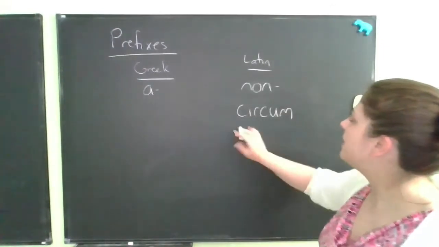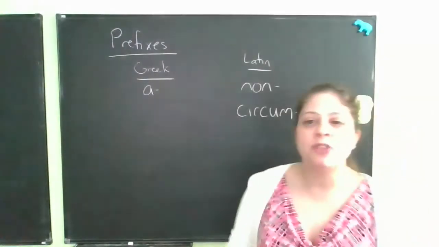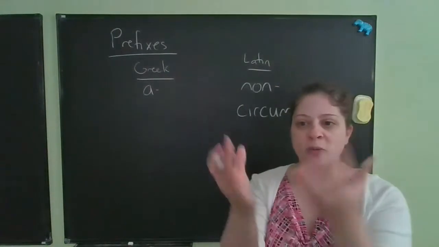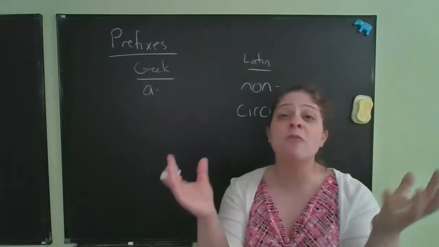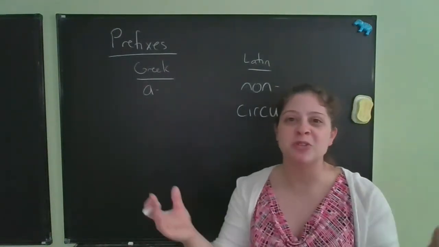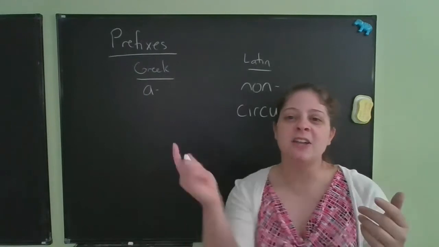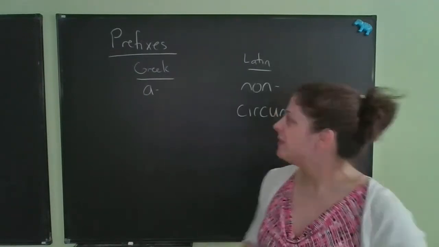circum. Circum is a prefix that comes from Latin that means around. So think of the circumference of a shape, something you talk about in mathematics. It is the line that goes around the shape.